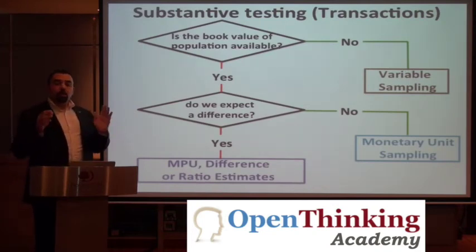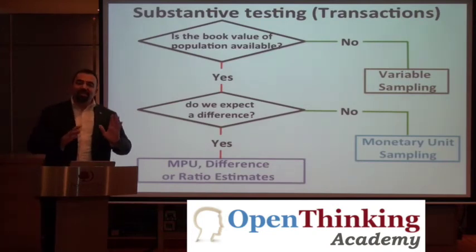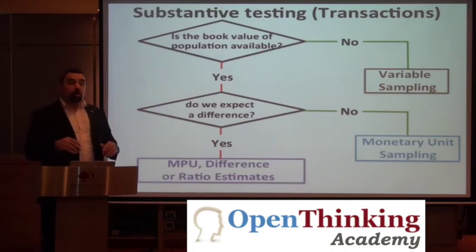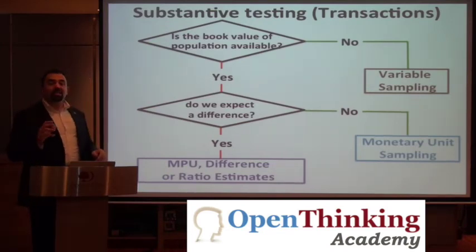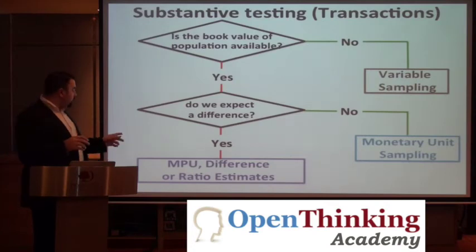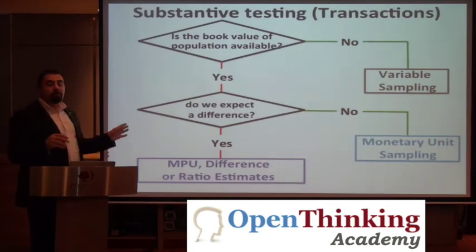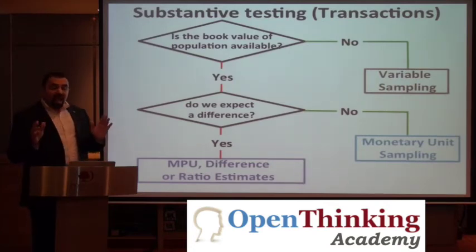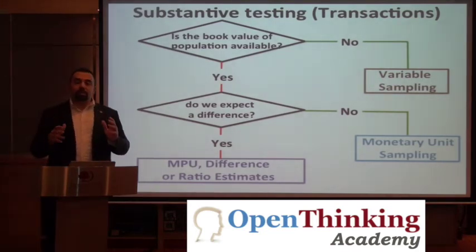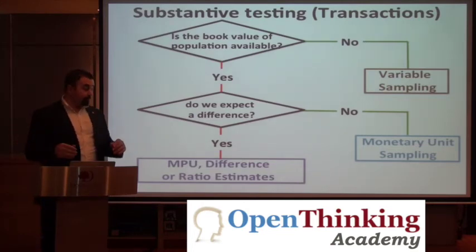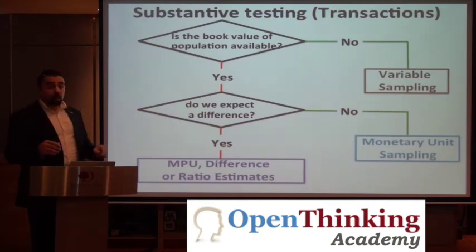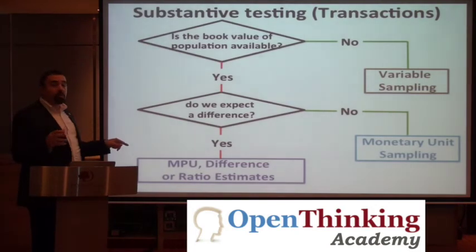If we believe, yes, we expect differences, what is the meaning of differences? We expect that how much is recorded is really different than how much it should be. So in that way, we need to understand, are these differences related to what? We can use something called mean per unit to see what is the average of these items, if they are actually in the same range, and in that way we see, do we have something different than that? Or we use difference, or we use ratio estimates.